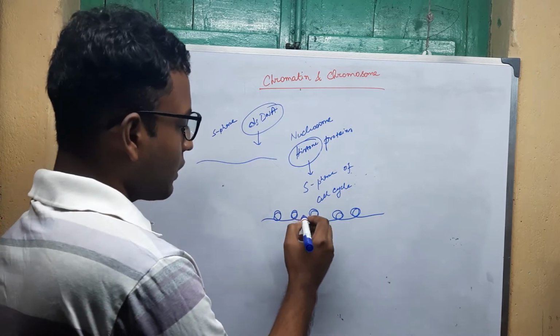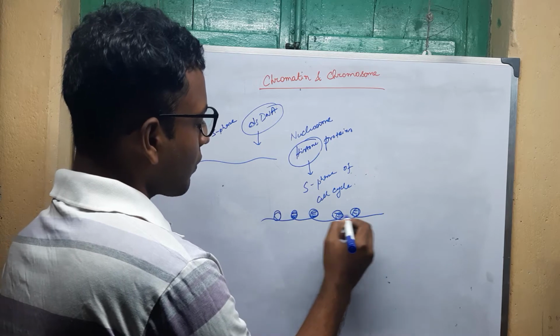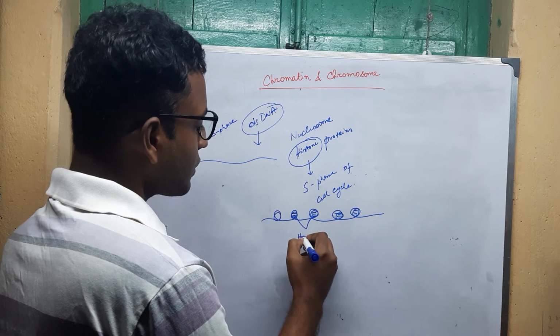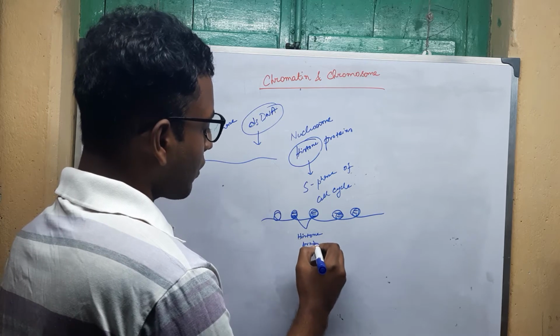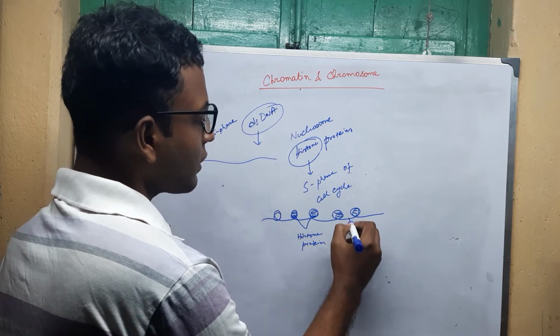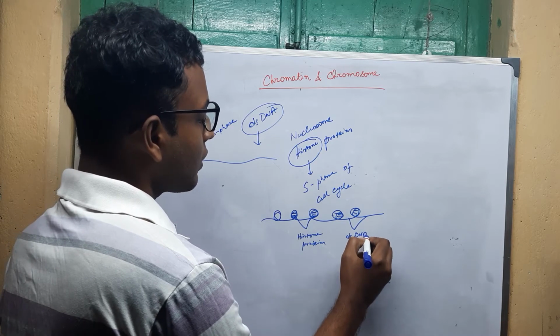like that. These are the histone proteins and this is our double stranded DNA.